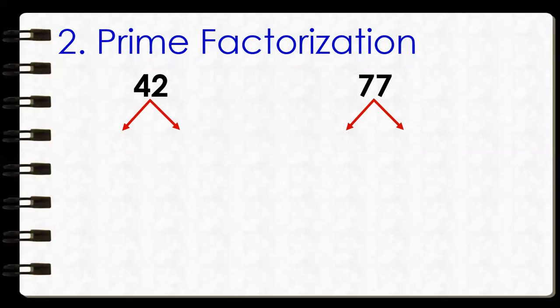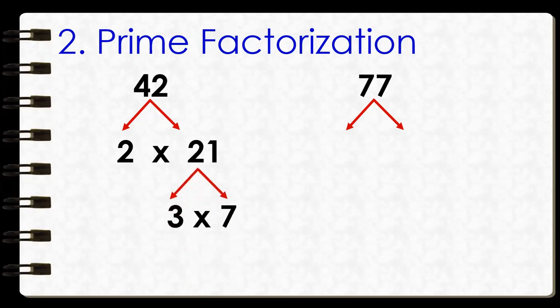Let's have more examples. We have 42 and 77. The factors of 42, we have 2 times 21. 21 is a composite number, so expressed as prime numbers, 21 can be 3 times 7. For 77, we have 7 times 11. What is the common factor? We have 7. Because that is the only common factor of both 42 and 77, that is the greatest common factor of 42 and 77.